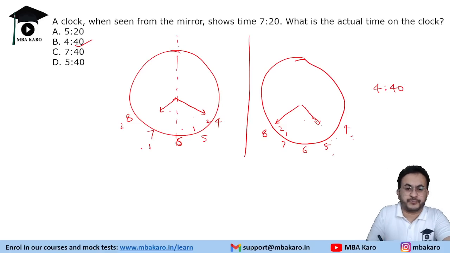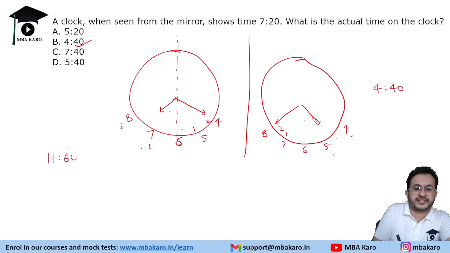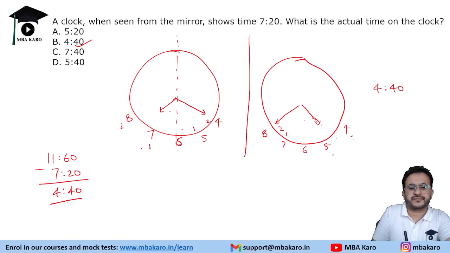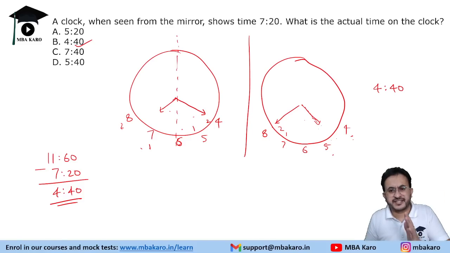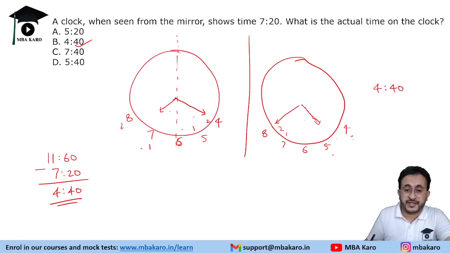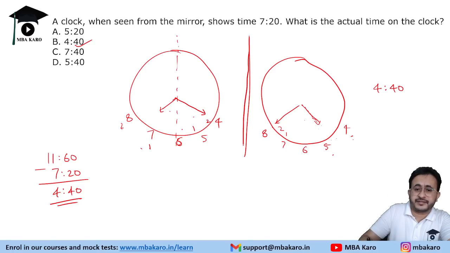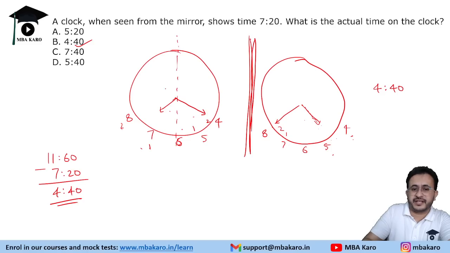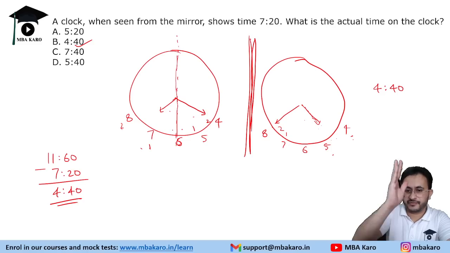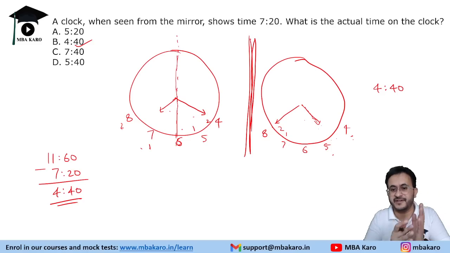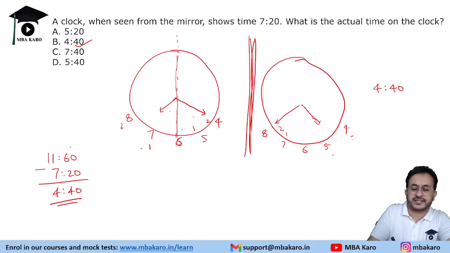Now that is the answer by visualizing. Just know the formula. Subtract from 11:60. 11:60 minus 7:20, we get 4:40. Why 11:60? 11:60 is 12 o'clock, right? If you see the mirror, mirror is here. So mirror is at 12 o'clock, the line goes straight at 12 o'clock. So that is why for the reflection we take 11:60 and subtract from that. So 11:60 minus t.